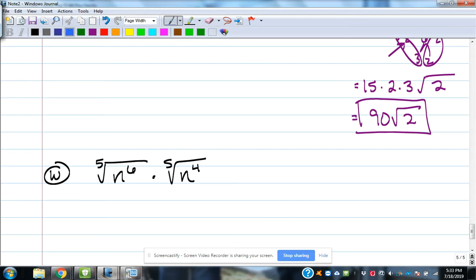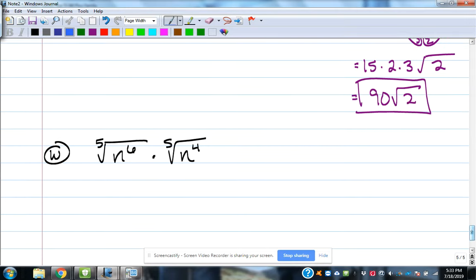Rules are outside times outside, inside times inside. I can multiply these two together because they are the same root. They're both 5th roots, so that makes it legal to multiply them together. So when I do that, I'm going to have a big 5th root of n to the 6th times n to the 4th. This is where we get into using those exponent rules that we've done.